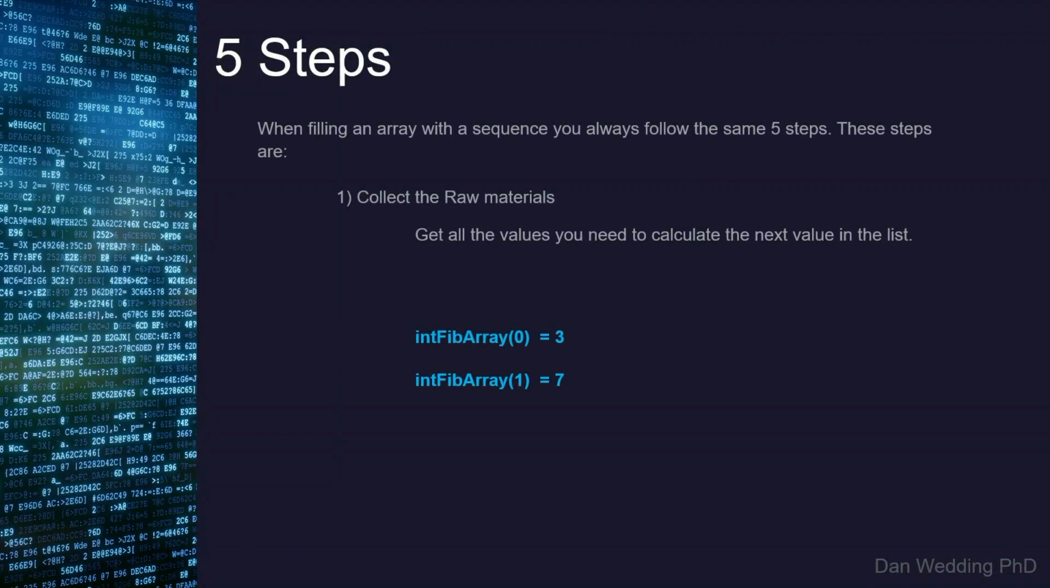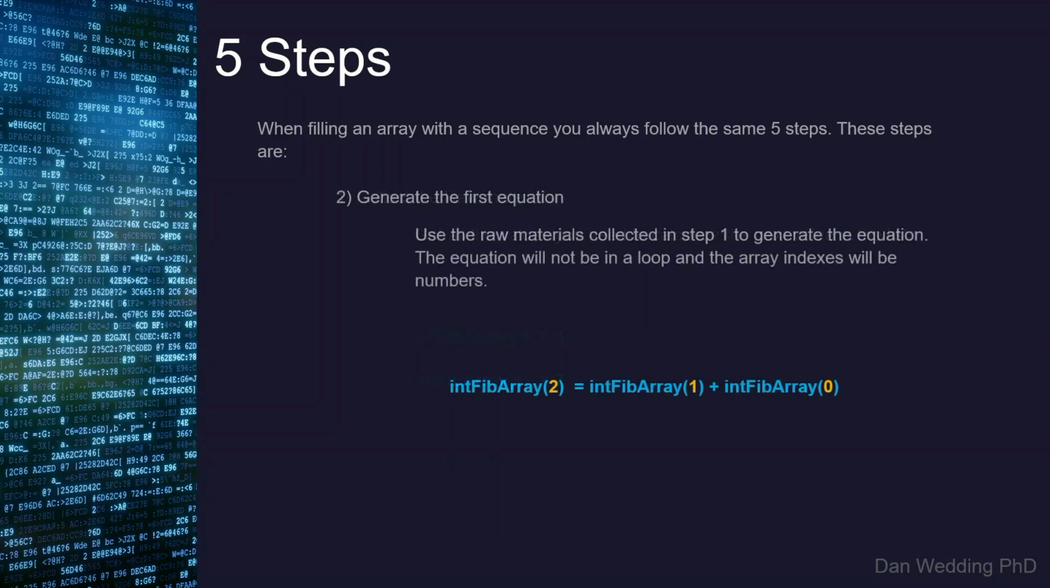when filling an array with a sequence, you always follow the same 5 steps. These steps are: collect the raw materials, get all the values you need to calculate the next value in the list, generate the first equation, use the raw materials collected in step 1 to generate the equation. The equation will not be in a loop, and the array indexes will be numbers.